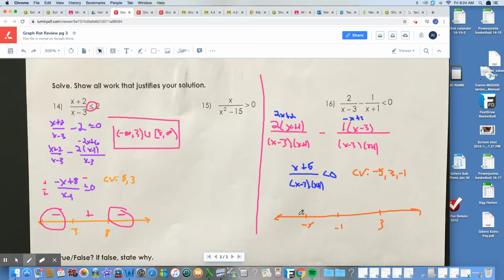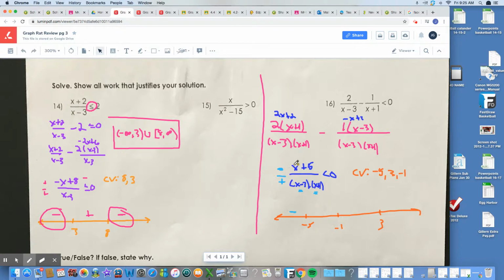When I plug in, let's say, negative 6: negative 6 plus 5 is a negative. Negative 6 minus 3 is a negative. Negative 6 plus 1 is a negative, but negative times a negative is a positive. So I get negative over positive, which is a negative. When I do negative 2, negative 2 plus 5, that's still a negative. Negative 2 minus 3 is still a negative. Negative 2 plus 1 is still a negative. So I get negative times a negative, which is a positive. So I get a positive on the bottom.